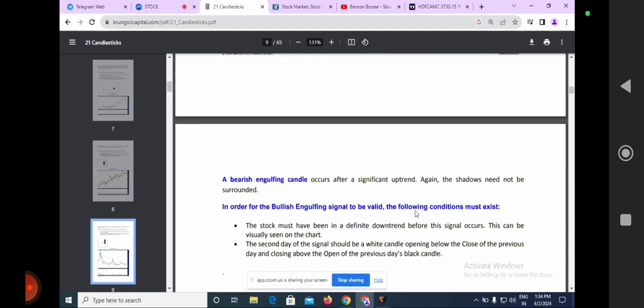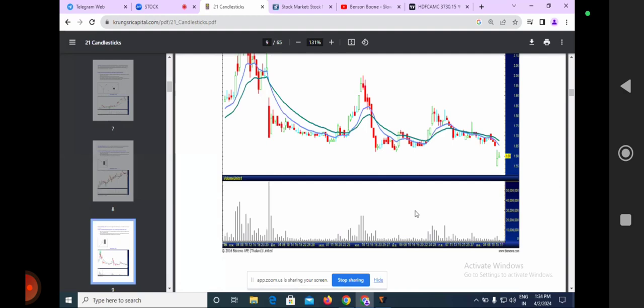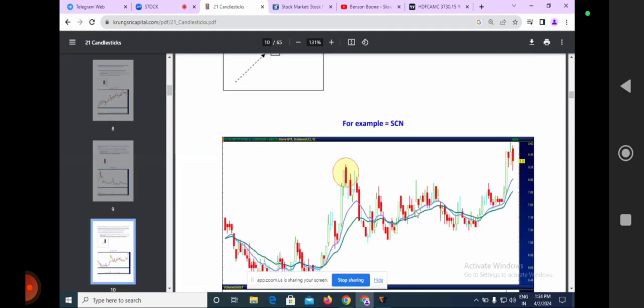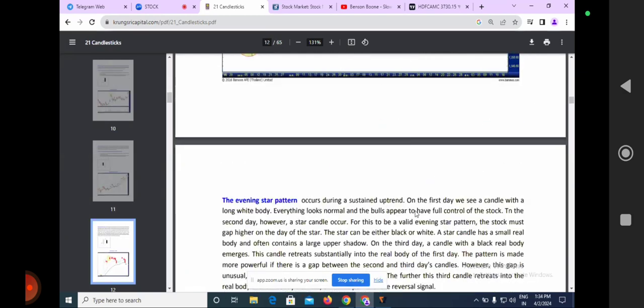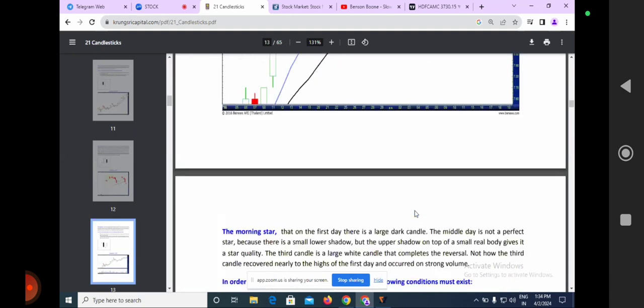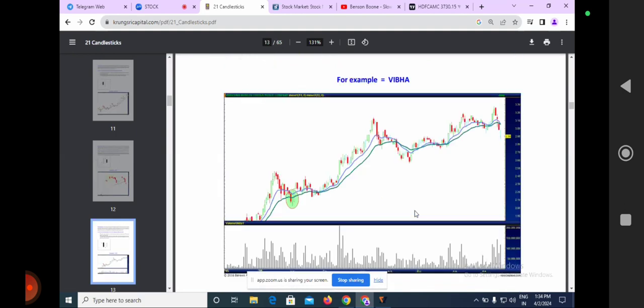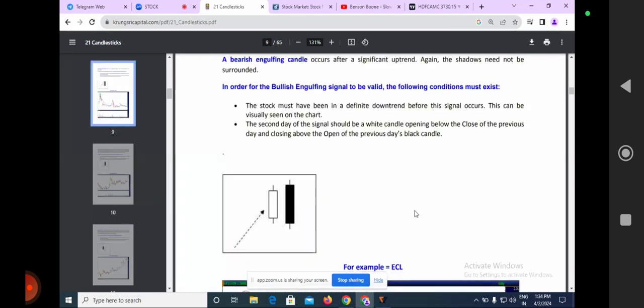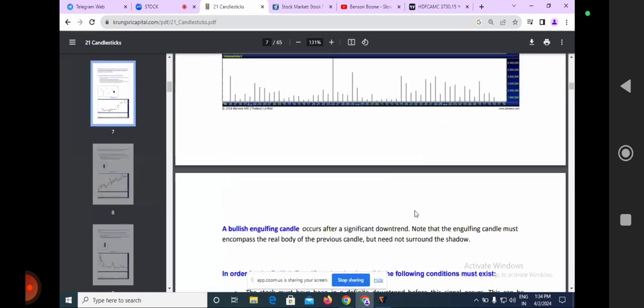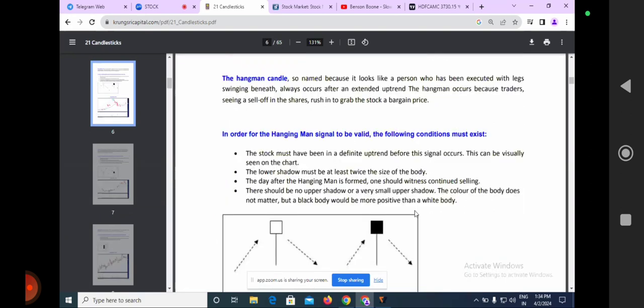Now, we also have the inverted hammer. Let me also search it for you because I just want continuity on this. Okay, this hanging man candle is very similar to what I can call a hammer candle, but there are a few differences.